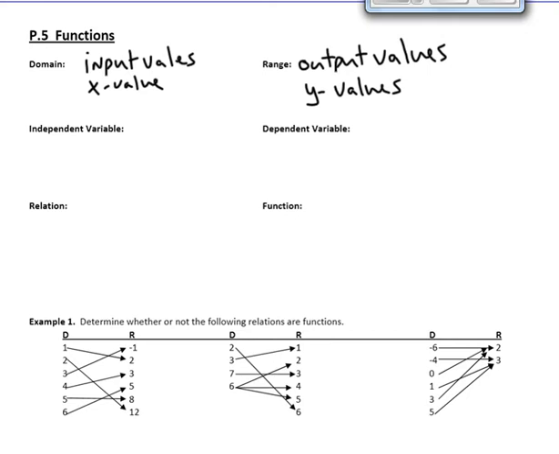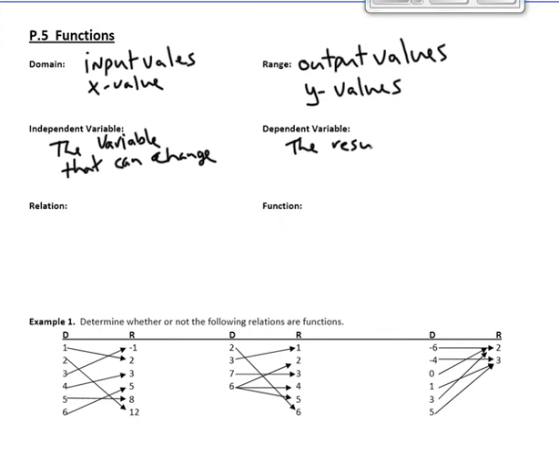And so the independent variable, well, things that we've been talking about, we'll just say the variable that can change or does change. The dependent variable is the one that is dependent upon the independent variable. We'll call this the result of the change in the independent variable.